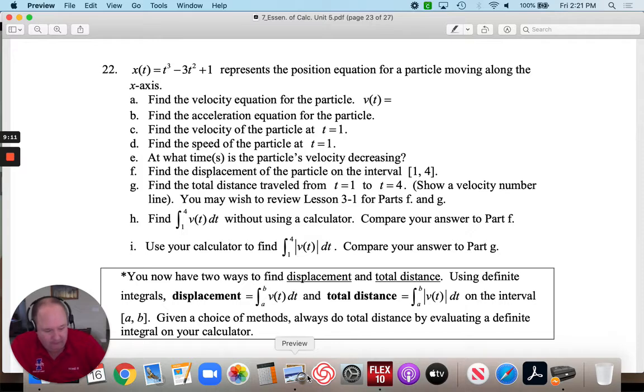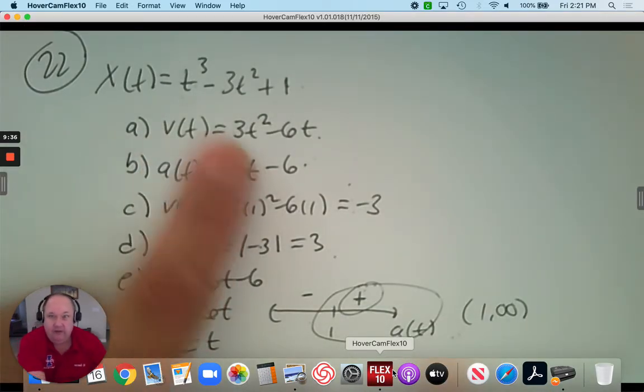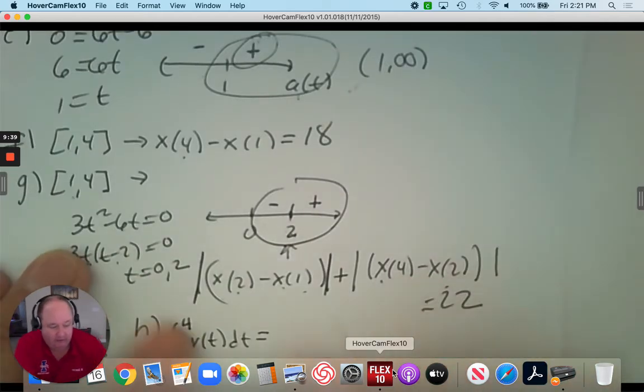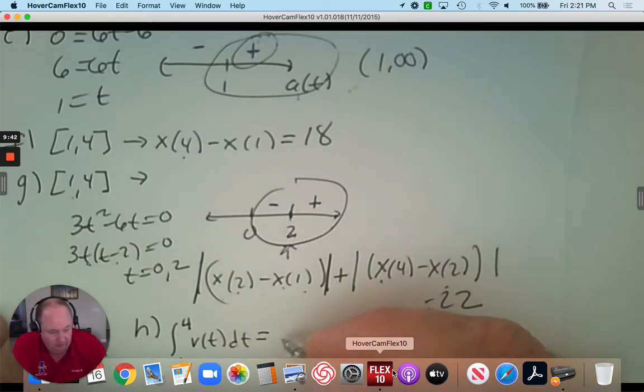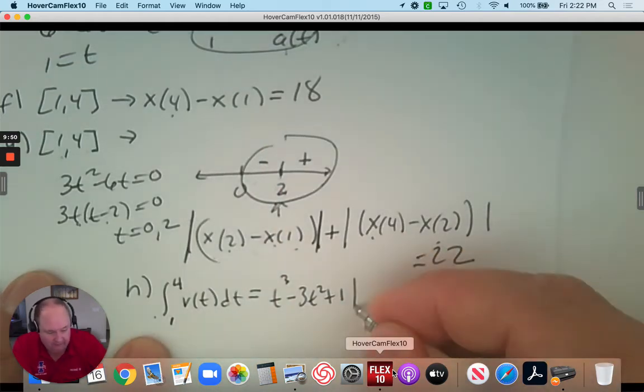H says, with your calculator, integrate the velocity from 1 to 4. So integrate, oh no, without a calculator, I'm sorry. So without using a calculator, integrate from 1 to 4. So if I integrate velocity, it's back to position. And then I just plug in what I have. So the position is t cubed subtract 3t squared plus 1. So that's working back, integrating, go back to position. And then I plug in.